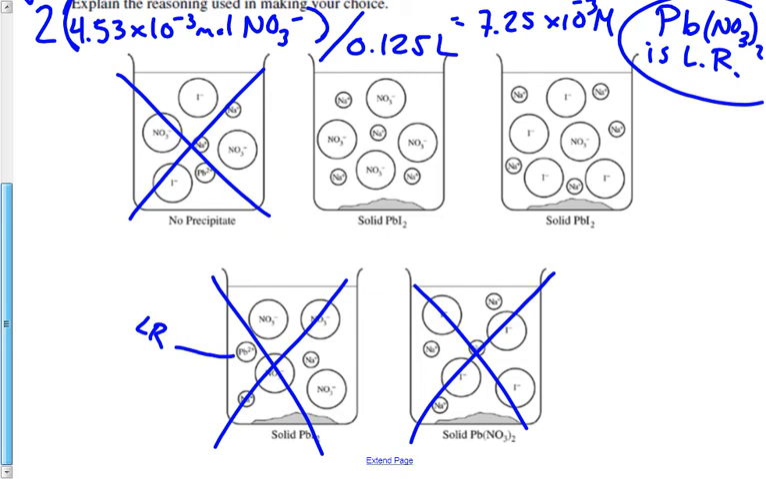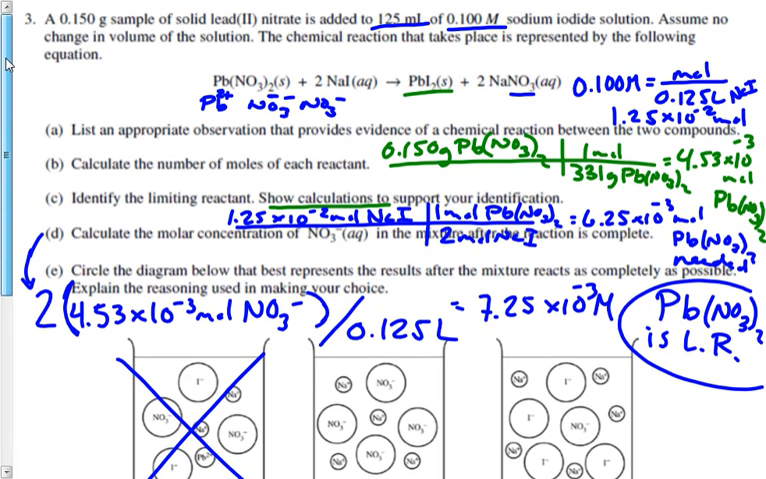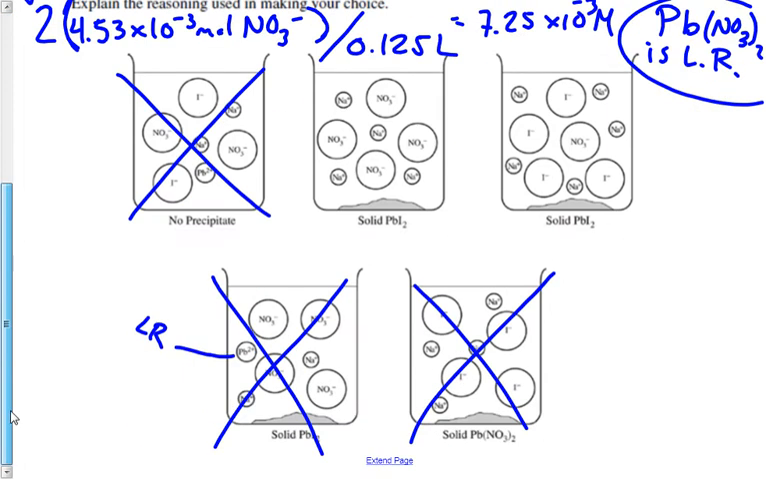Can you tell me, iodine results from what? The limiting or the excess reactant? It's from the excess. So the reason why you pick the upper right is because there should be some remaining iodine. Yeah, but that all precipitated. It came from the excess reactant, so there should be some iodine.